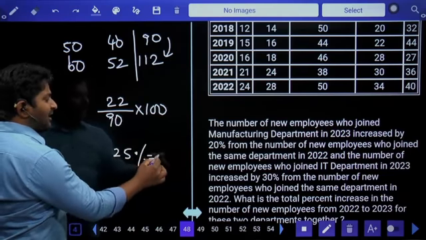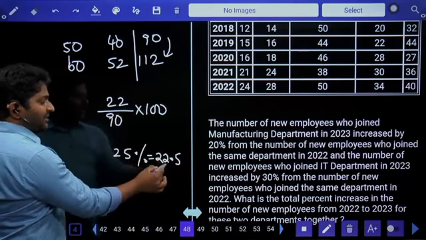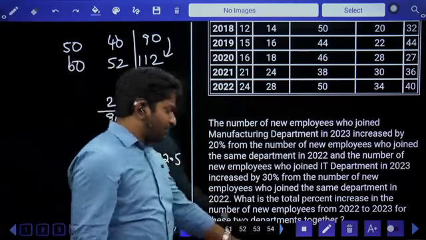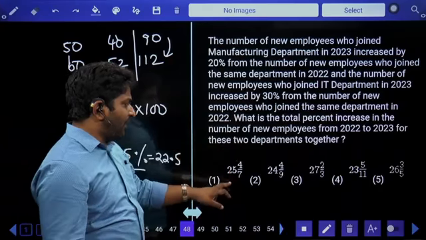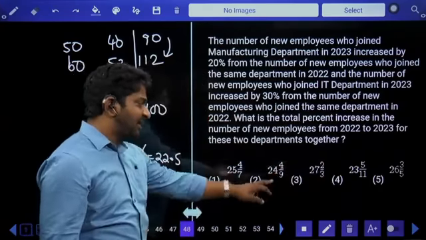Actually 25% value is equal to 22.5, but here we have 22 which is less than this, hence the answer is also less than 25 percent but very close to 25. There is only one option which is nearby 25 and less than that, 24.